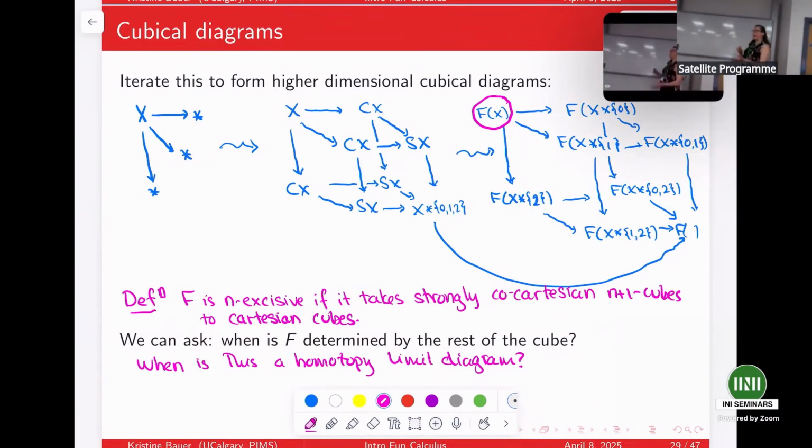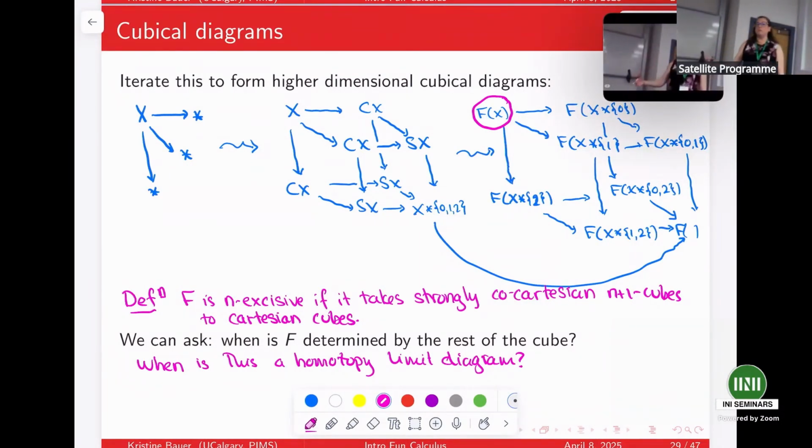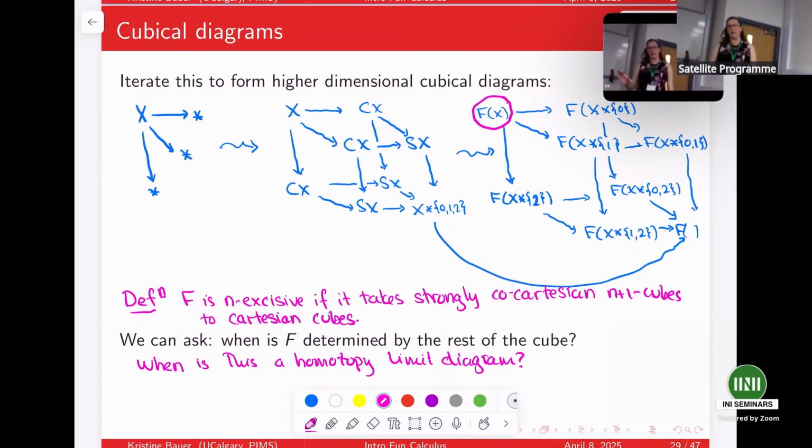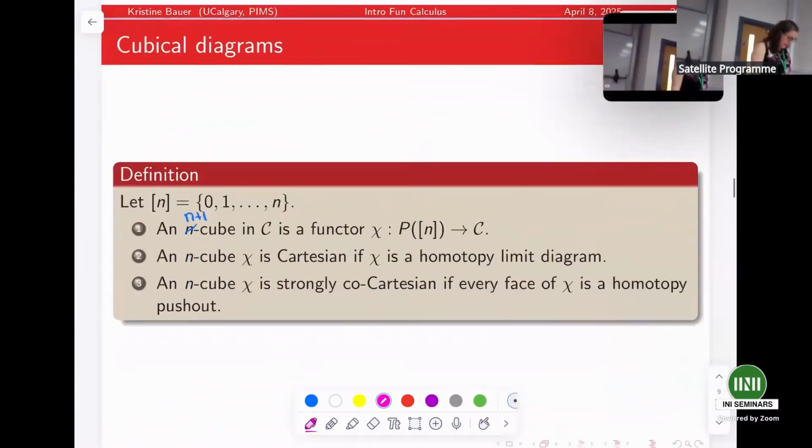But the actual, even yesterday, the actual condition of being excisive meant that if I started with a push-out diagram, I had to take it to a homotopy pullback diagram. And so now I'm doing the same thing, but it has to take these strong co-Cartesian things. And again, I'm going to try to not work so much in Top today. I'm going to keep going back to Top. I'm not going to lie to you, spoiler alert. But that's the idea. Okay, sorry for that oversight.